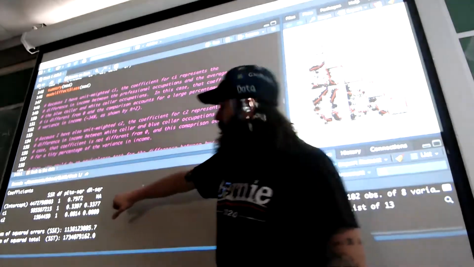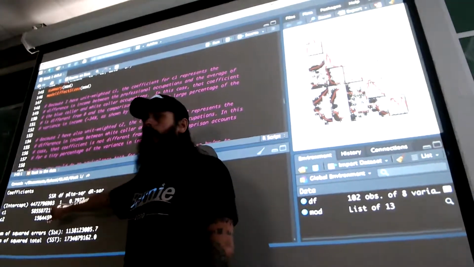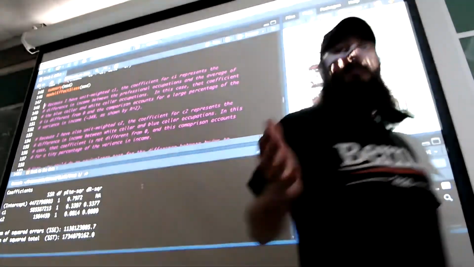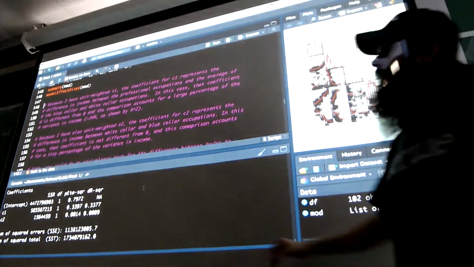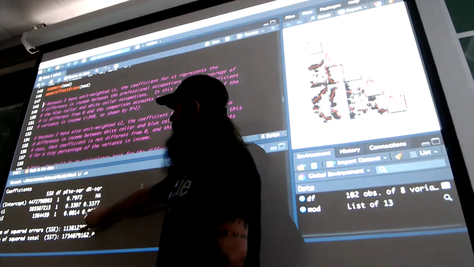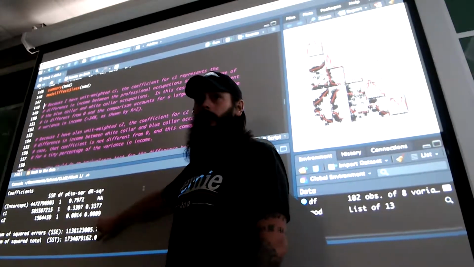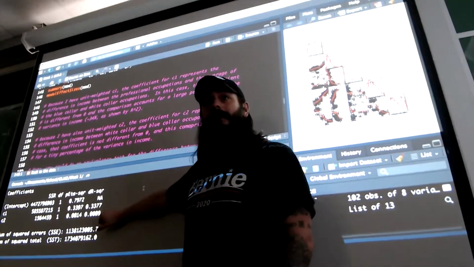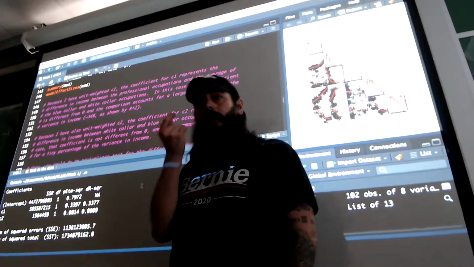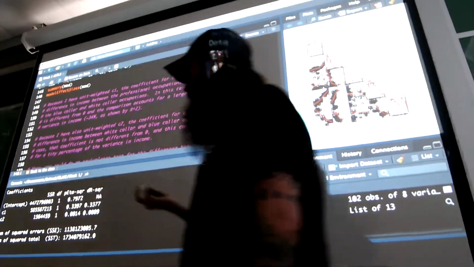the difference between professional and the average of blue collar and white collar accounts for about 34% of the variance in income. And you can see that the difference between white collar and blue collar workers accounts for a very, very, very tiny amount of the variance in income.